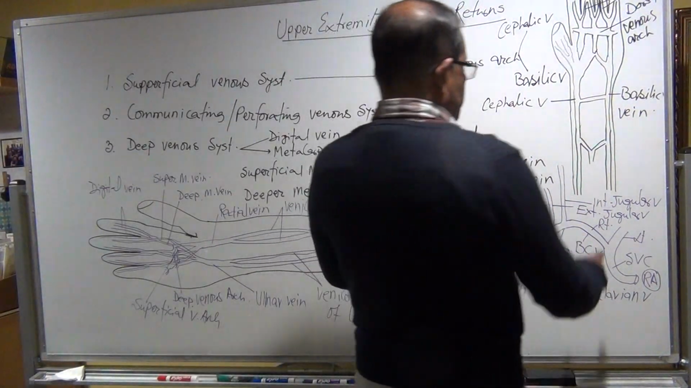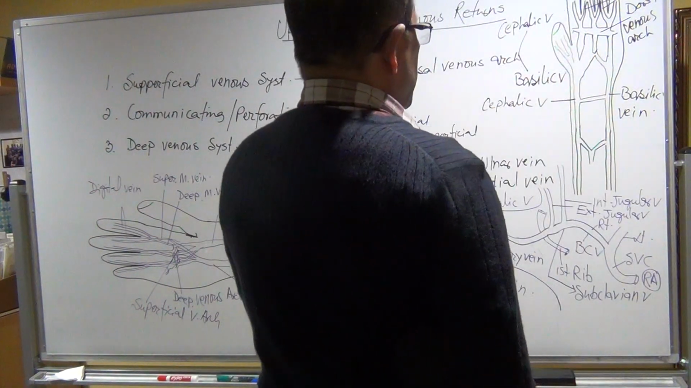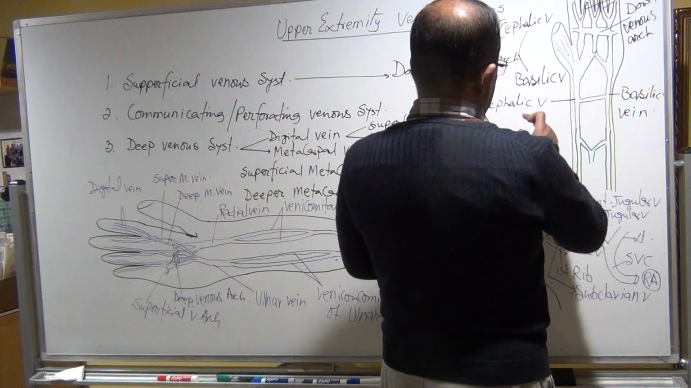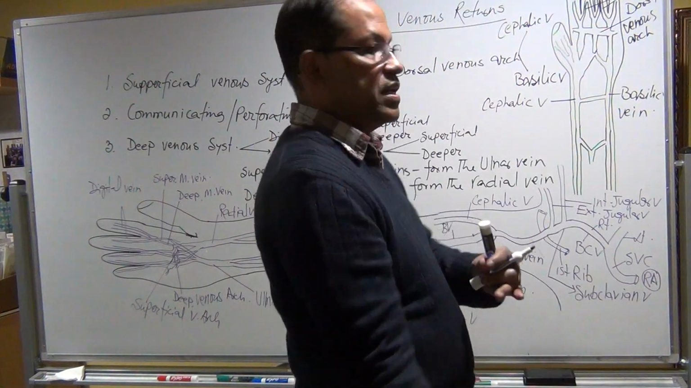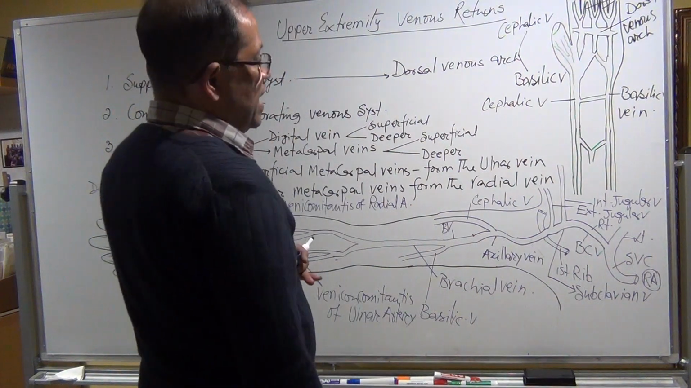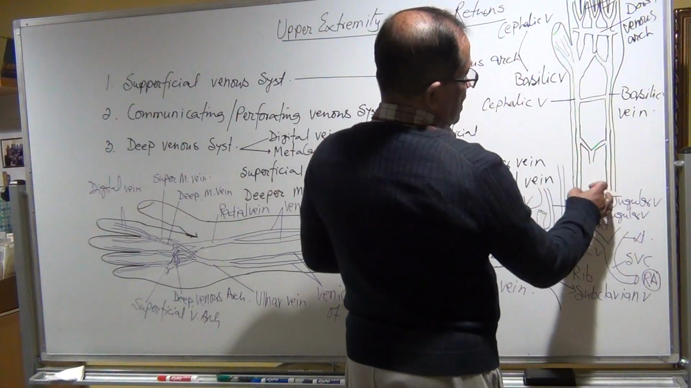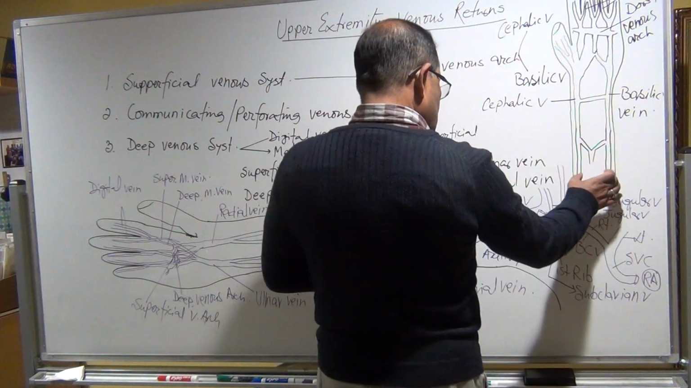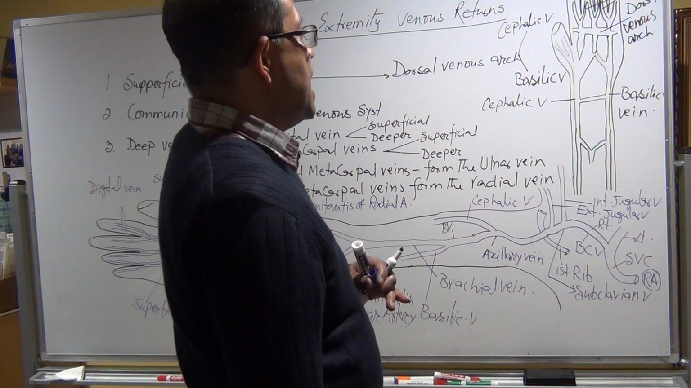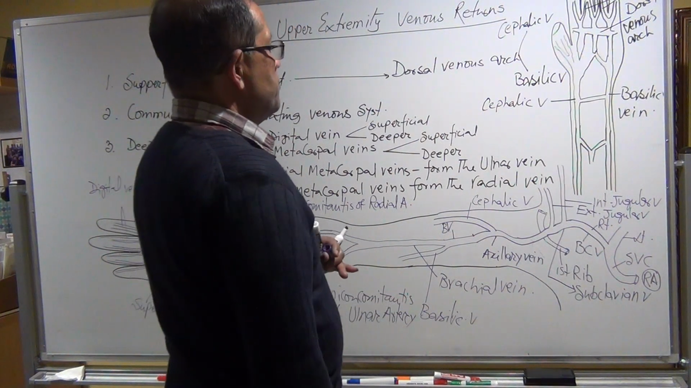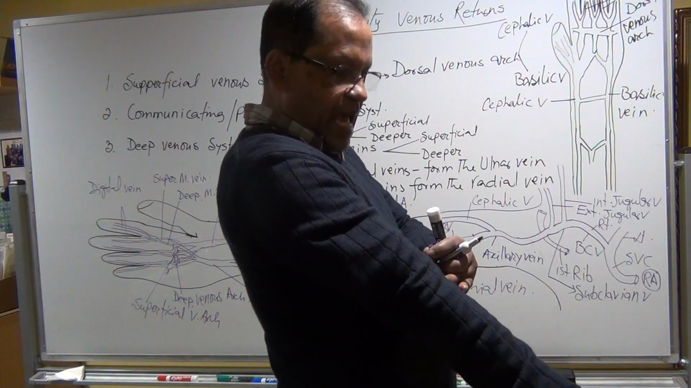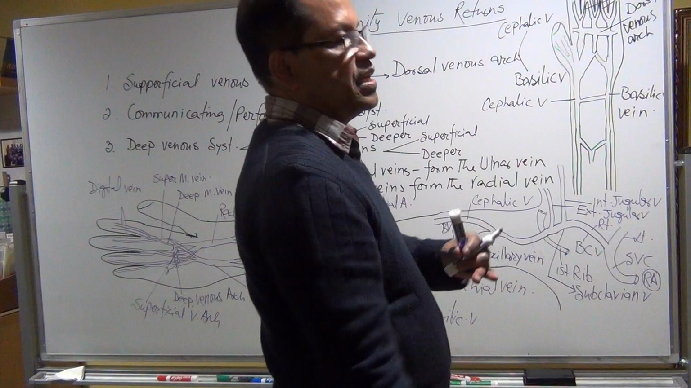Okay, so I will show you that there is a communication between the basilic vein and the cephalic vein in front of the elbow joint, in the cubital fossa, and that vein is the communicating vein between the two major superficial veins, known as antecubital vein. That antecubital vein forms in front of the elbow joint, and they communicate with each other.